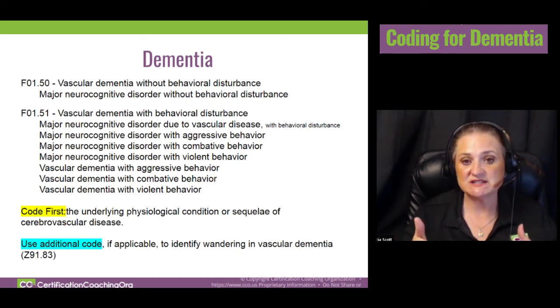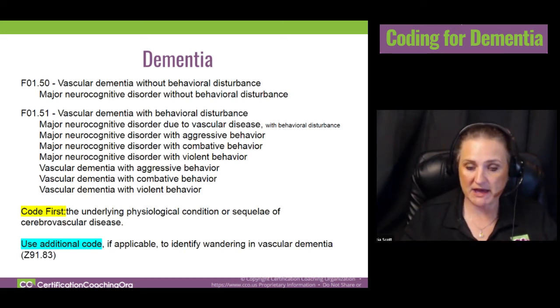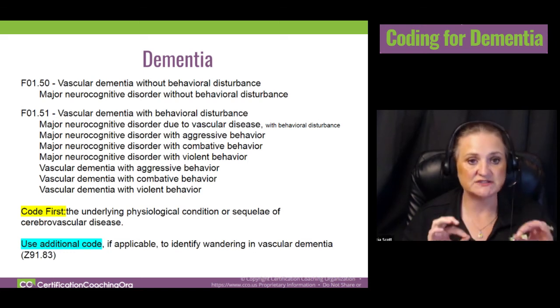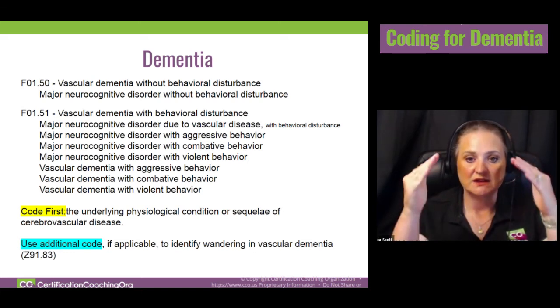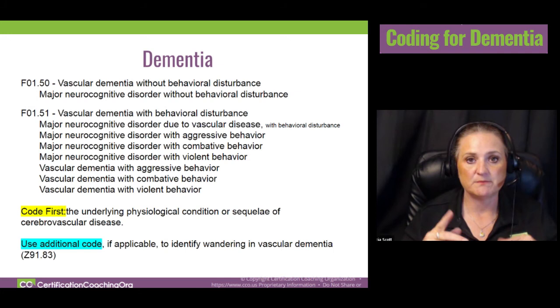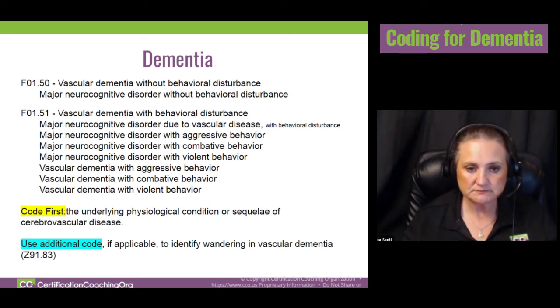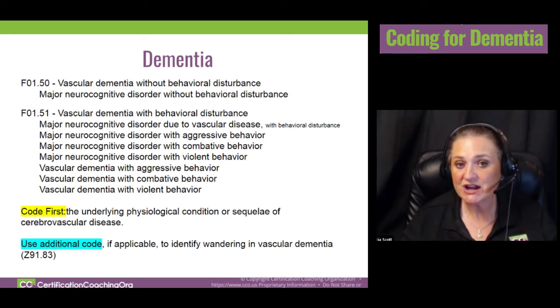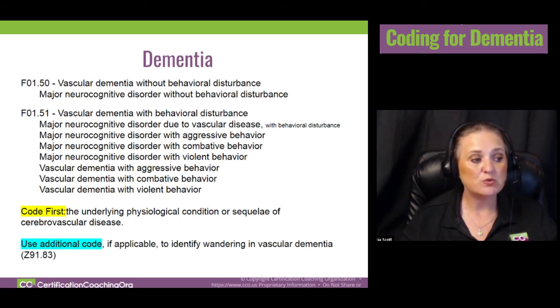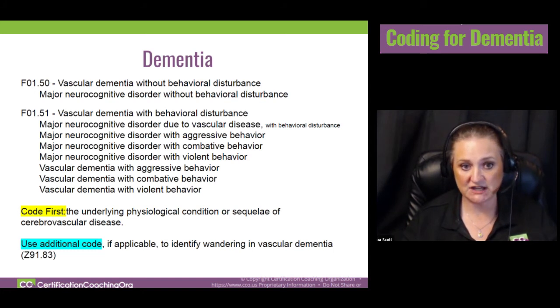Okay, you don't specify, oh, they have aggressive and combative. That's not two separate codes. It's just F01.51 encapsulates all those codes. However, notice that if it's vascular dementia, then we want to know, is there an underlying physiological condition? Like, did the patient have a CVA? Or is there cerebral vascular disease involved? And if so, then you're going to code that first.